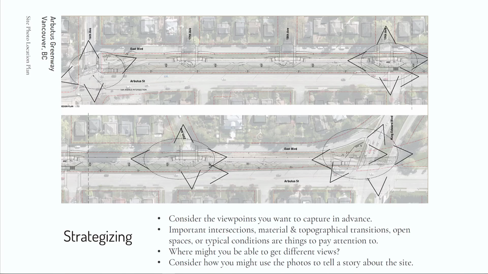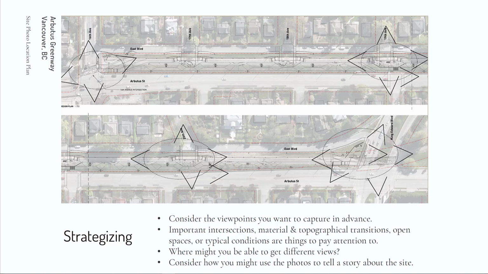Within that photo, you can see main spaces, important intersections, and intersections don't just have to be traffic intersections. They can also be the intersections between different types of buildings, for example, residential to commercial or commercial to industrial. You can note transitions between materials and topographical features. You can detect open spaces, and you can also see where there's going to be typical conditions that you might want to pay attention to.